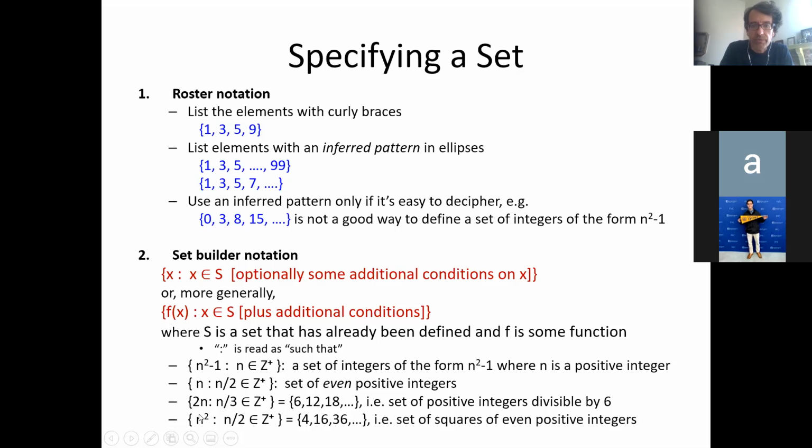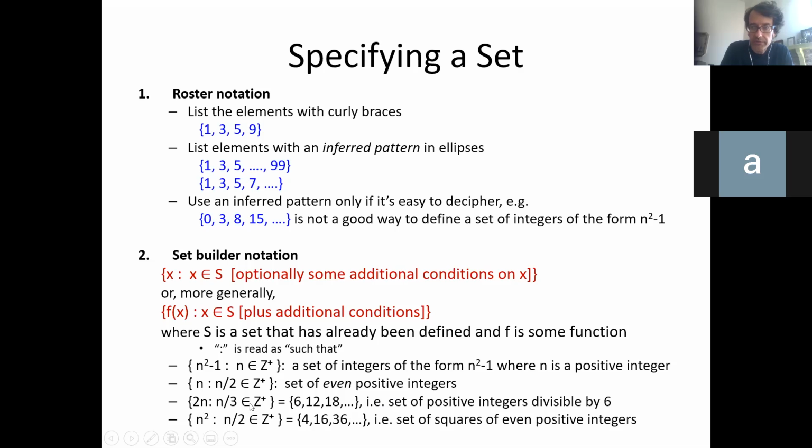We can mix some function of n here with some condition on how it is defined. So let's define a set of all elements that look like 2n, where n over 3 is a positive integer. You can see that this creates these numbers. Basically, it's a set of positive integers divisible by 6. The smallest number like this is 6, because it's 2 times 3, and 3 divided by 3 is the smallest positive integer. And so on and so forth.